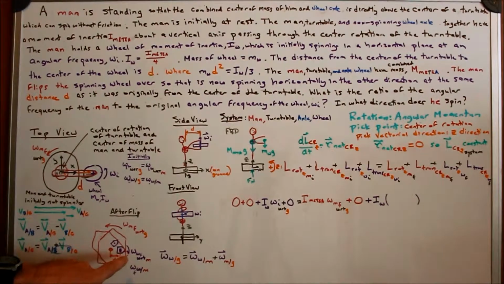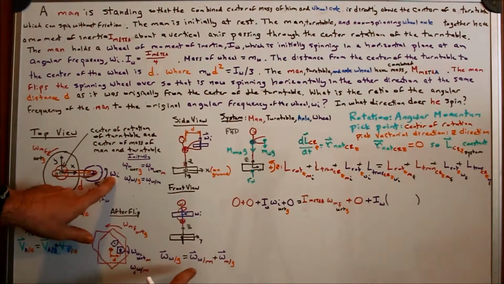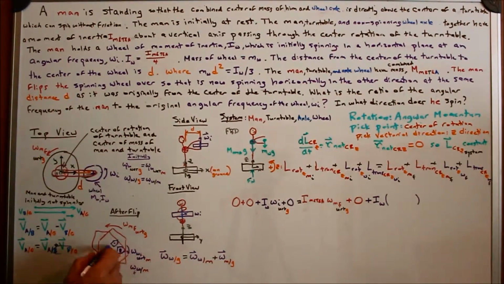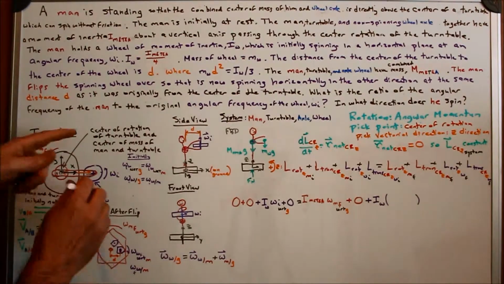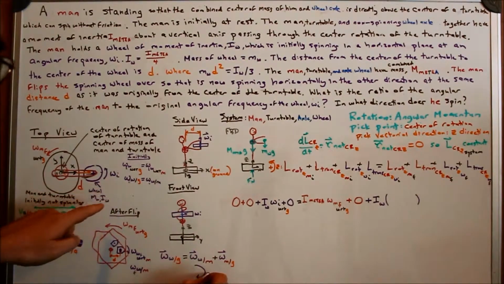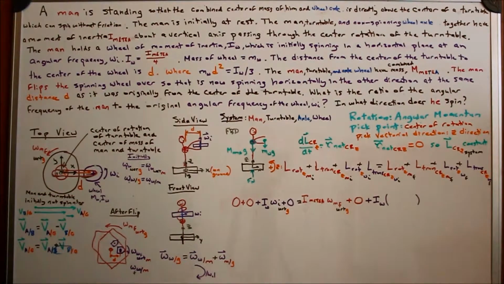And we were told here that when he flips it, the magnitude of this is going to stay constant. As far as the man sees it, that magnitude of the angular momentum used to be in this direction, now it's in this direction. So with respect to the man, it's going this way from the top view at the same amplitude that it was initially. Nothing changed.